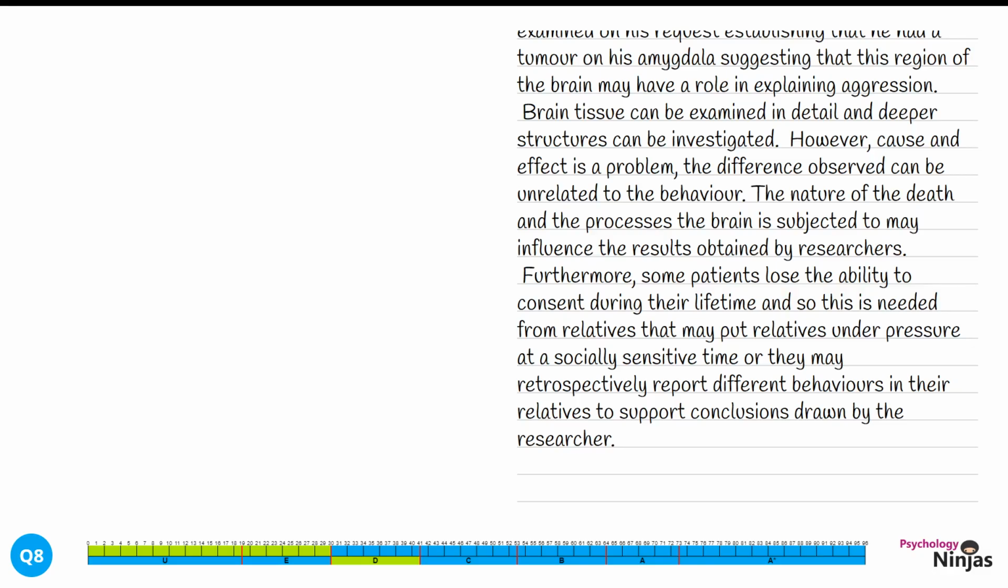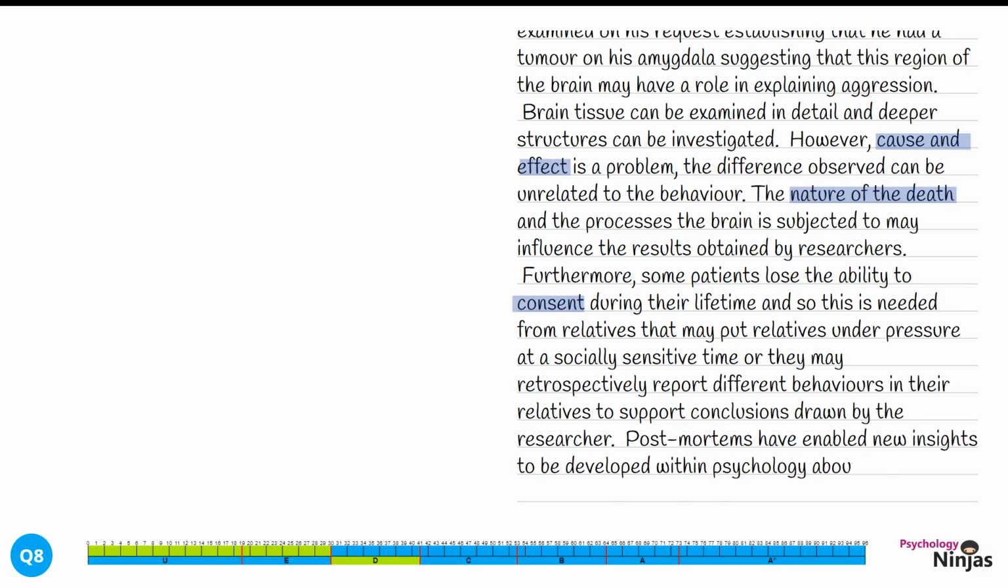We've identified a number of different problems with postmortems in terms of the objectivity and validity of these conclusions. Also, we've talked about how the nature of the death itself may affect the brain and also consent. We're going to come to a judgment about postmortems as a way of studying the brain. Postmortems have enabled new insights to be developed within psychology about the localization of brain function. We've clearly identified new insights as a great strength for this particular research method.